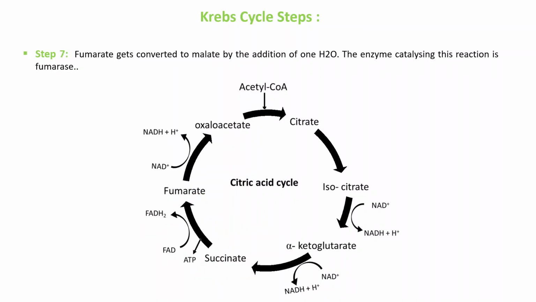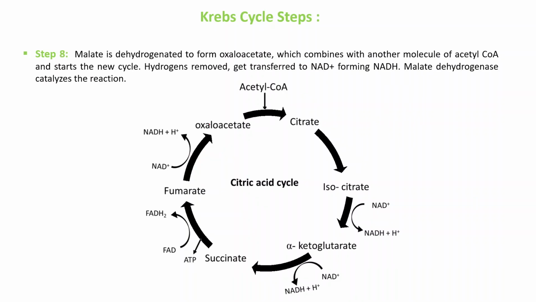Now we have fumarate and it gets converted to malate, and this whole reaction is catalyzed by an enzyme fumarase. Step number 8, this malate which was formed by the enzyme fumarase is dehydrogenated to form oxaloacetate, which combines with another molecule of acetyl CoA and starts the new cycle again.